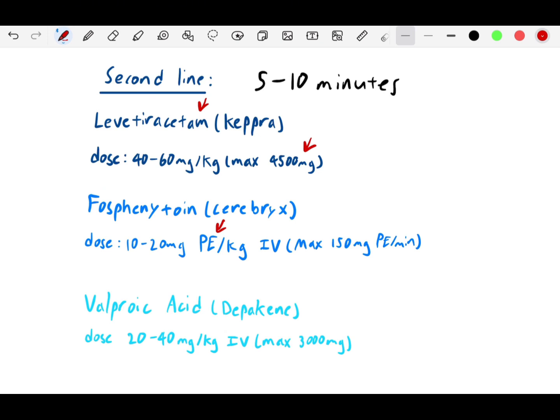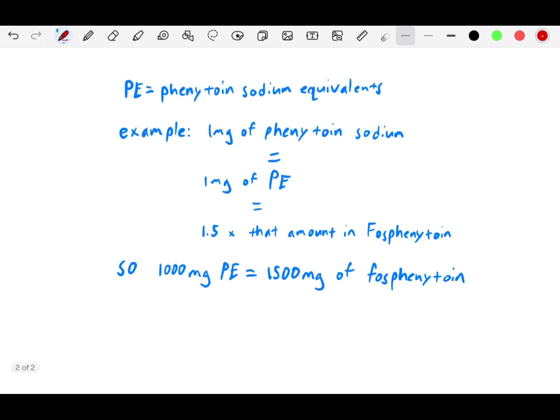And then finally, another option could be valproic acid, also known as Depakene, a dose of 20 to 40 milligrams per kilogram IV with a max of 3,000 milligrams. As I discussed with fosphenytoin, it's given in this very odd medication dose formulary. Now, if there's a pharmacist watching this, please leave a comment, educate me as well as to why this is the case. But PE stands for phenytoin sodium equivalents.